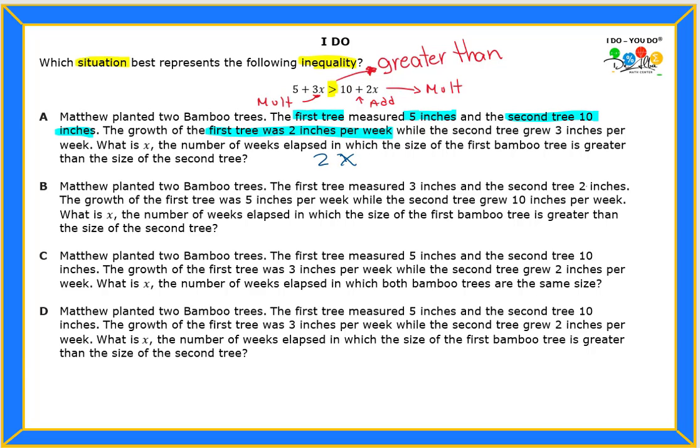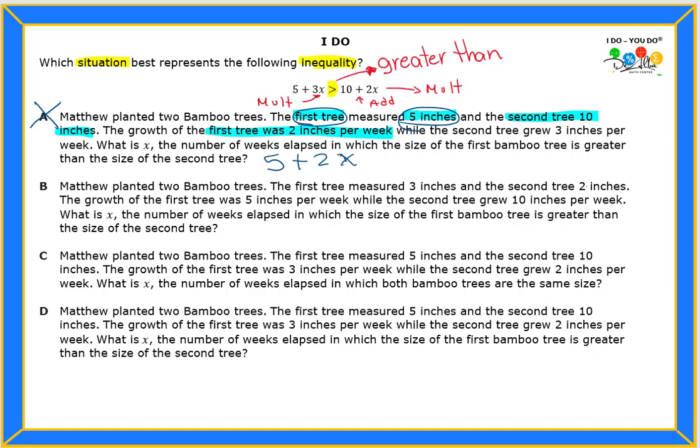Now, who's the one that is the first tree? The one that has the 5 or the one that has the 10? It says right there, first 5 inches. So I will say 5 plus 2x. Is that what my equation is? No, it's not. So that cannot be my answer. So that's the reason why it's very important that you know, in this case, like in the first one, who they are referring to when they say the first tree. Oh, the 5 inches, right? So you gotta be careful with that.